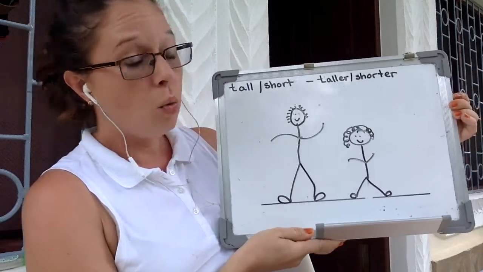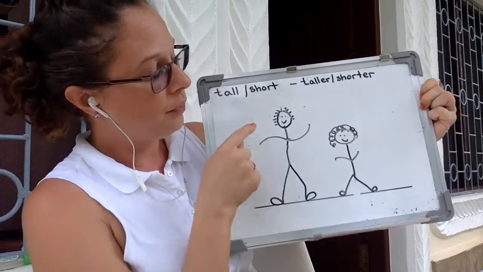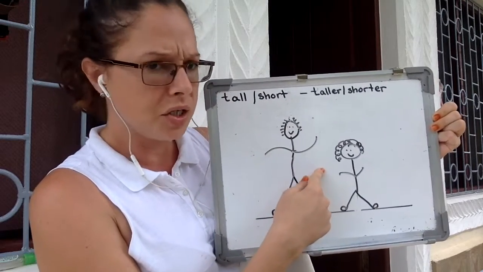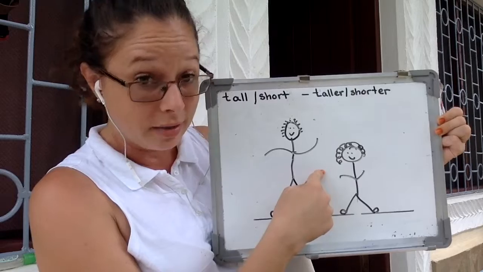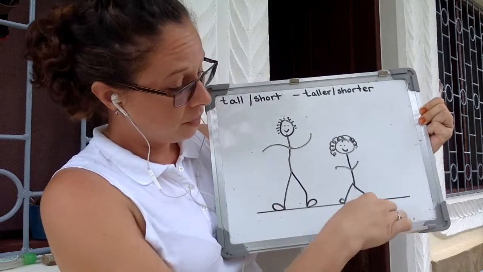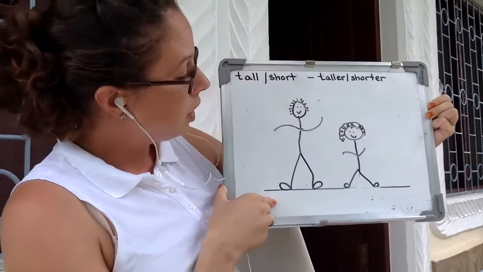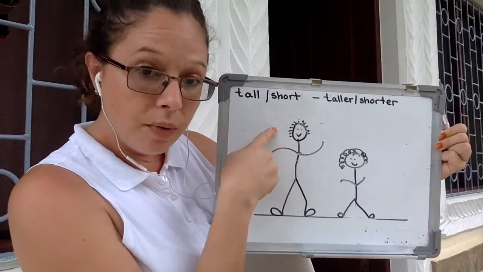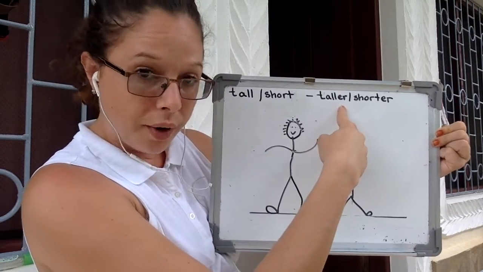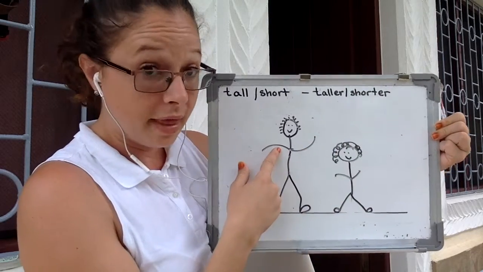If we're talking about one person or one thing, we could say, he is tall, she is short. But if we are comparing two different heights, whereby we need to start at the same line on the bottom, we would say, the boy is taller than the girl. Or, the girl is shorter than the boy.